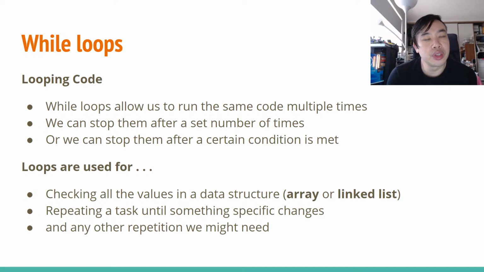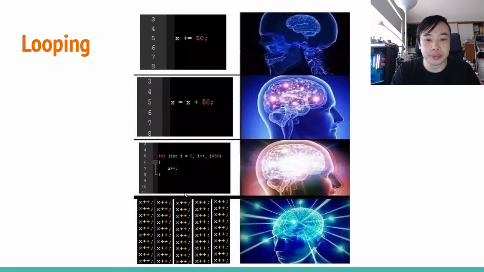So we can do things like check all the values in an array or a linked list. That's the basic thing that we would be doing, is looping through something. Or we can do a repeated task until we're supposed to stop doing that repeated task. So anything like that, repetition, the two main ways that I've shown you is either loop through data or keep doing something until we want to stop.